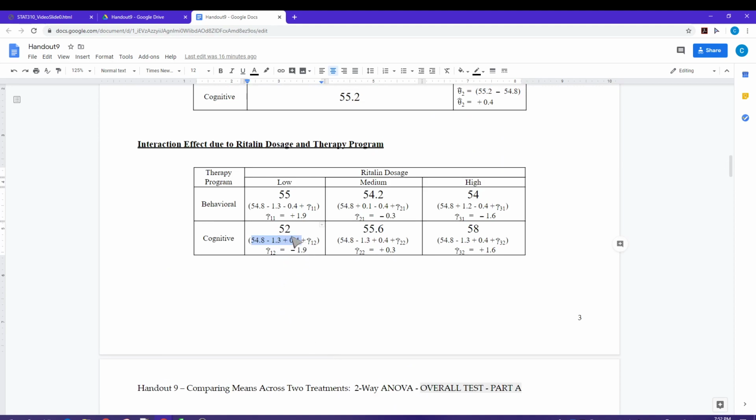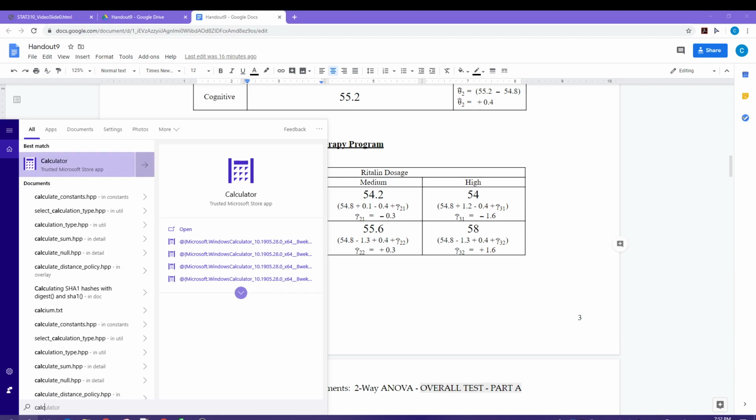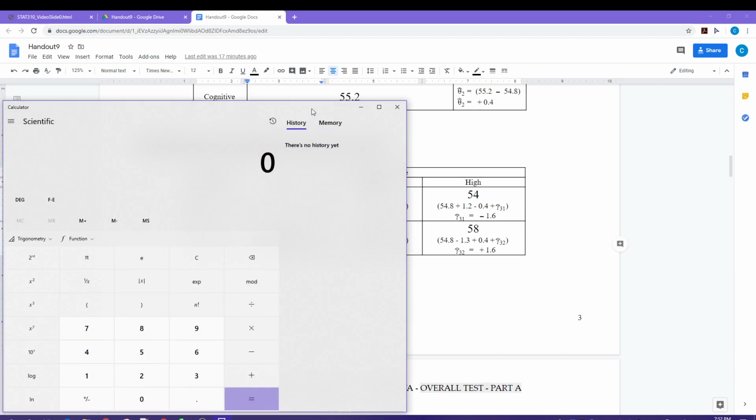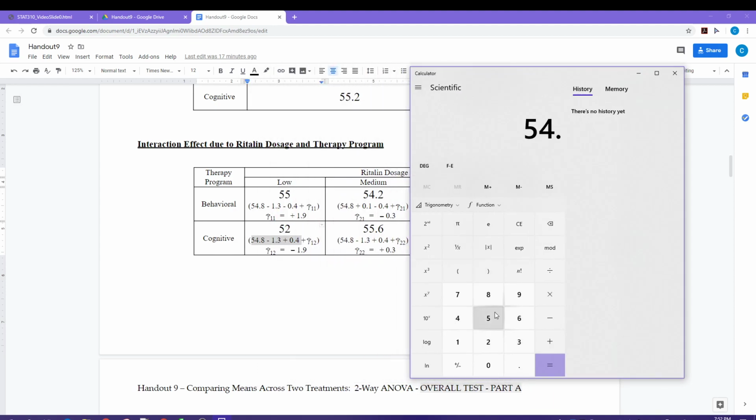I'm going to have to double check that math there. That might be the effect here. Let me just check that real quick. I might have made a typo there. And if I did make a typo, I'll get it fixed and just post the corrected version there. So 54.8 minus the 1.3, add the 0.4. Oh, that's correct, 53.9, so I need to drop down negative 1.9 there. So those numbers were correct.